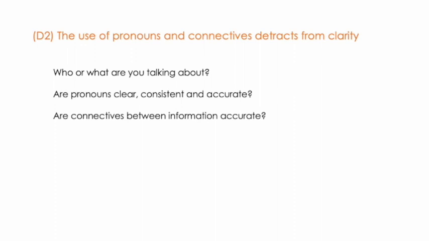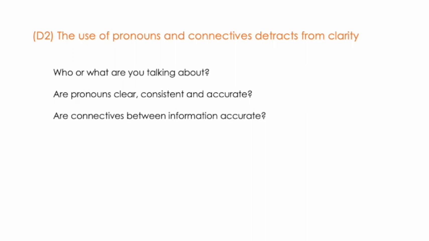There's a lot of D2s in student writing. And here we're talking about the use of pronouns and connectives and how they can detract from clarity. In this case, I want you to think about who or what you are talking about in each sentence. Are your use of pronouns clear, consistent, and accurate? For reference, a pronoun is a word like I, me, my, they, or this that refers to a noun that you've mentioned earlier on in the piece.